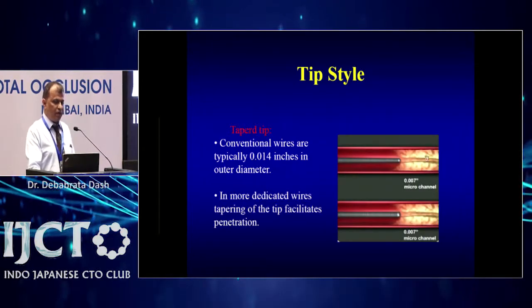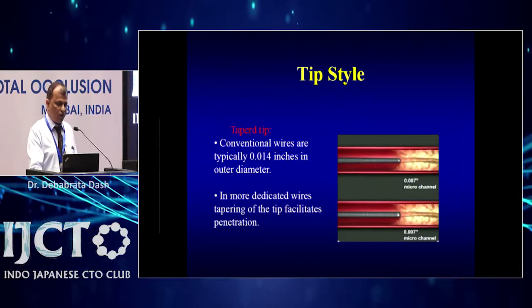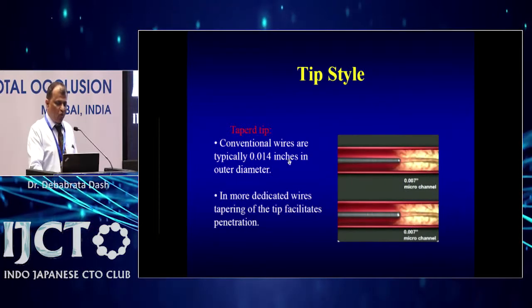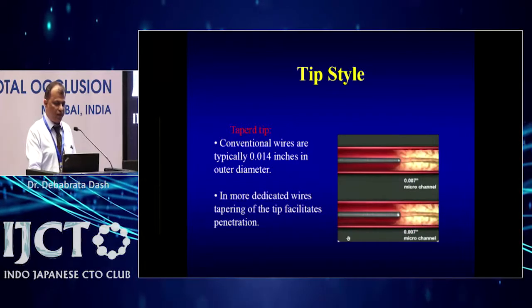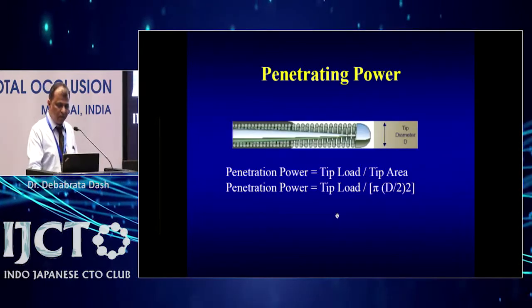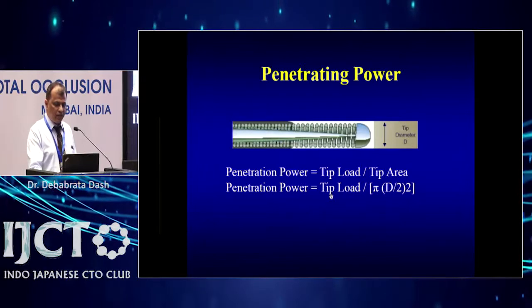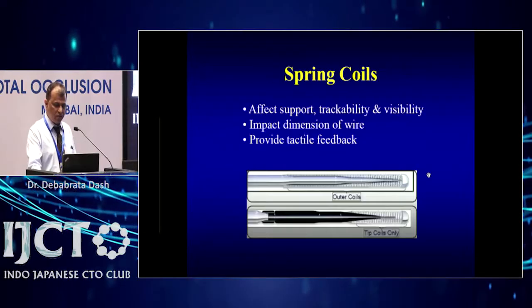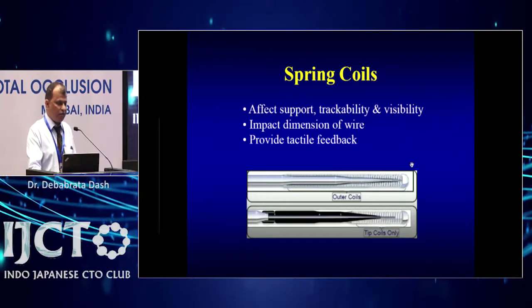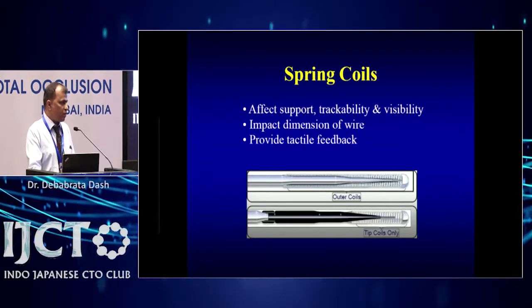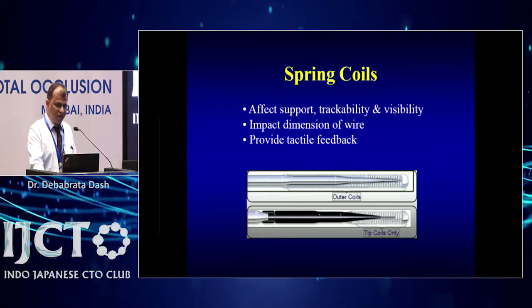The tip style: the conventional wires are typically 0.014 inches in outer diameter. In more dedicated wires, tapering of the tip facilitates penetration. The penetrating power is tip load upon tip area. The spring coils affect support, trackability, visibility, and impact dimension of the wire, and provide tactile feedback.